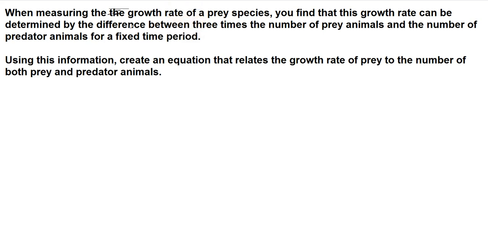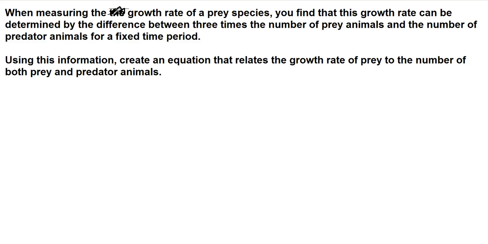But if you go out and measure the growth rate of a prey species, what you can find is that the growth rate of this particular prey species can be determined by looking at the difference between 3 times the number of prey animals and the number of predator animals for a fixed time period. Now, using this information, what you might want to do is create an equation that relates this growth rate of prey animals to the number of both prey and predator animals. So this is a pretty typical example, and if you've taken genetics, almost every equation or relationship therein is basically done by relating observations to mathematical quantities.